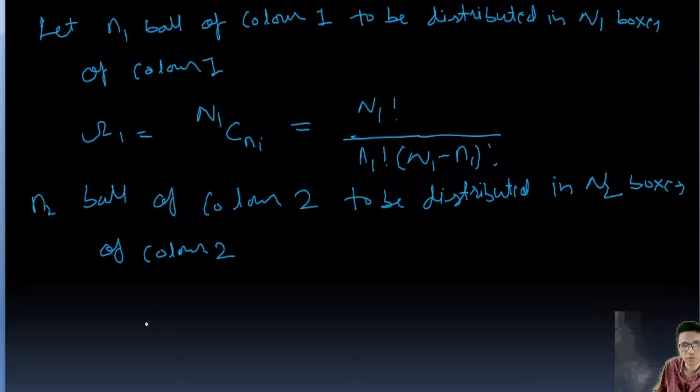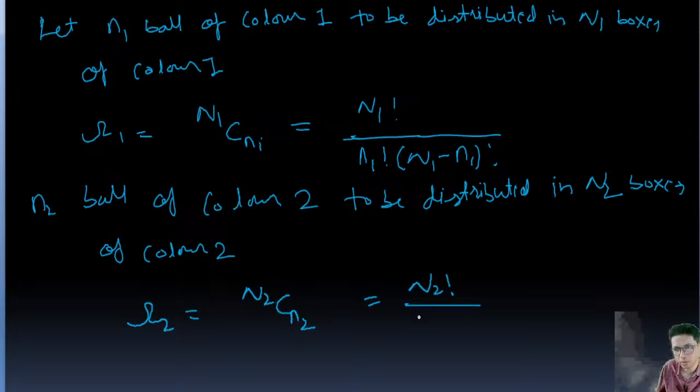Okay, so then this number of microstates omega 2 is going to be capital N2 C small n2, right? So this is going to be capital N2 factorial upon small n2 factorial into capital N2 minus small n2 factorial.